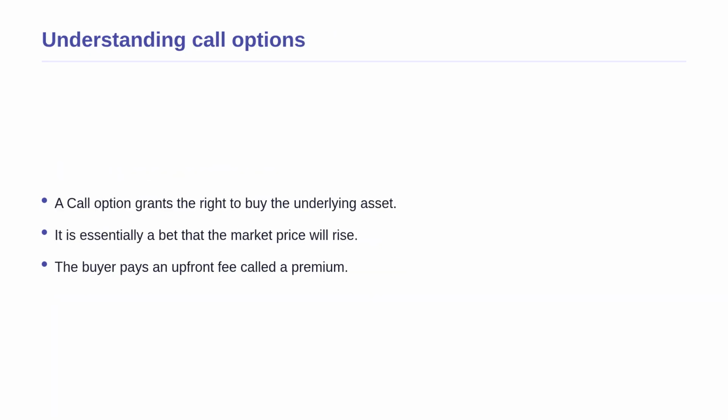With our terminology set, let us look at the first major type of option, the call option. A call option gives the buyer the right to buy the underlying asset at the strike price. Essentially, buying a call is a bet that the market price will rise. To secure this right, you must pay an upfront fee called a premium. If your bet is correct and prices soar, you get to buy the asset cheaply and can immediately sell it for a profit. If you are wrong, you just let the option expire.